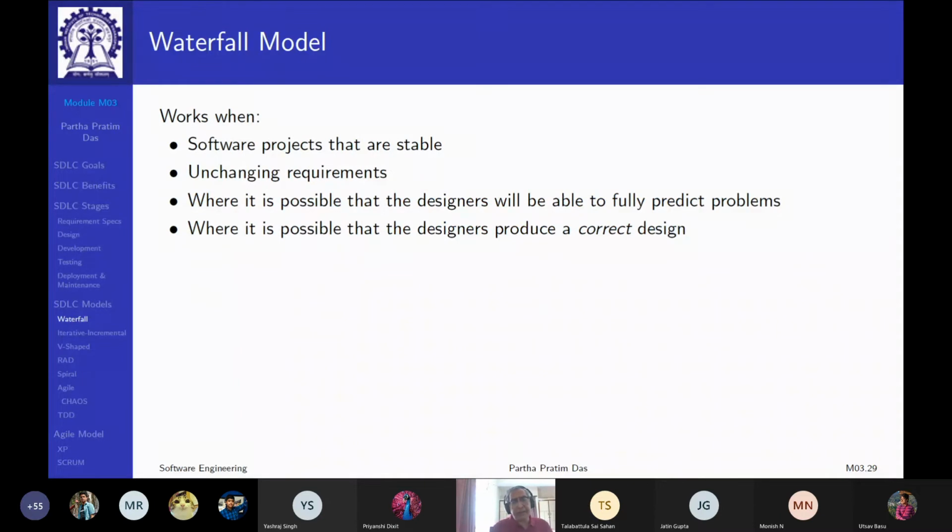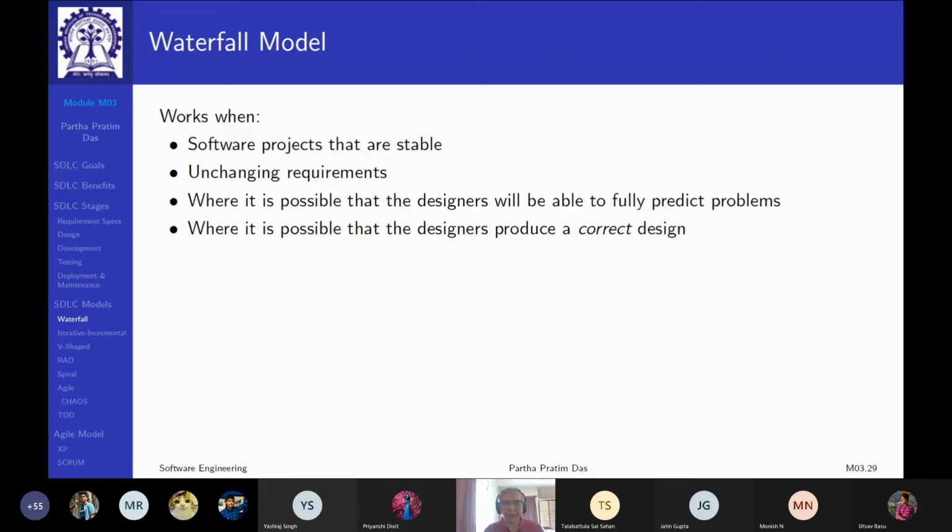It works well for software projects that are already stable and you are making small changes, when the requirements do not change that frequently, when maybe the designers are knowledgeable enough that they'll be able to fully predict the problems, or the project itself is small, like the assignment tree. So under such circumstances, the waterfall model will work. It is still widely used.